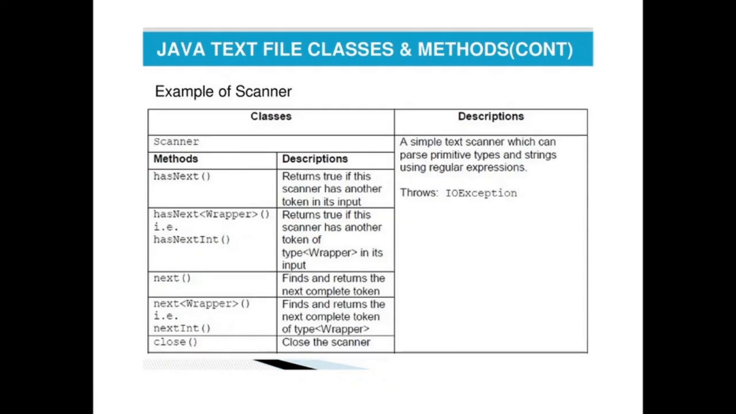Okay. So let us see what are the various methods and how they are used in the Scanner class. Like hasNext will return true if the scanner has another token in its input, and hasNextInt will wait for another input by the user, and that input has to be an integer. Okay, so whenever we are asking the user to enter some integer, we will use the method hasNextInt. Okay, and we can also close this using the close method.